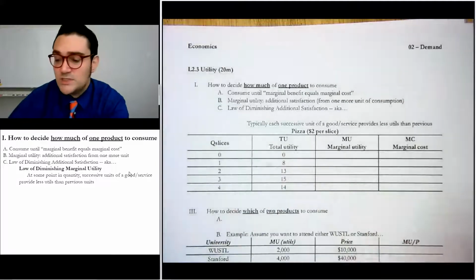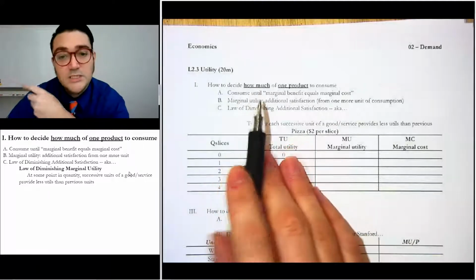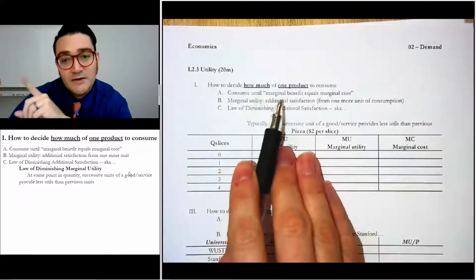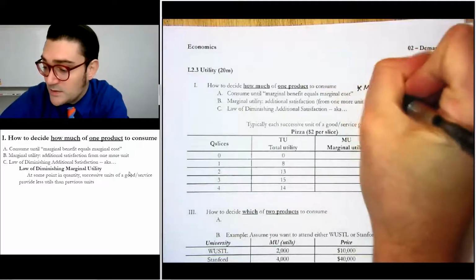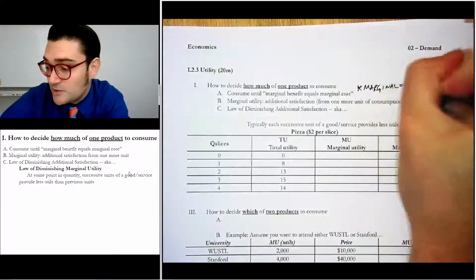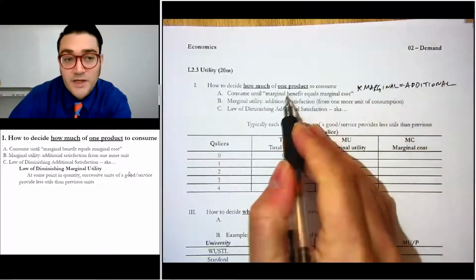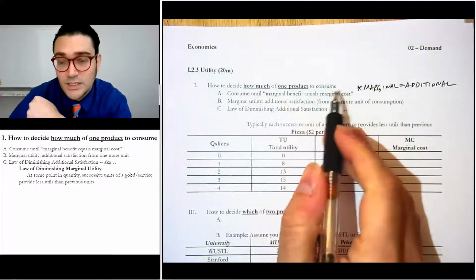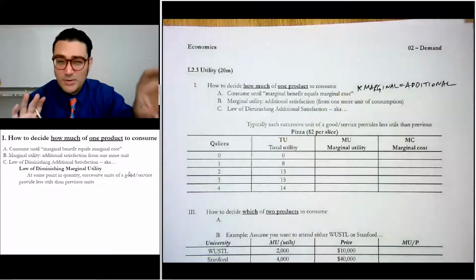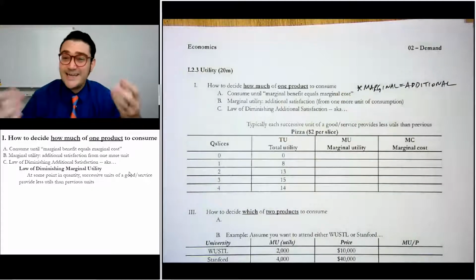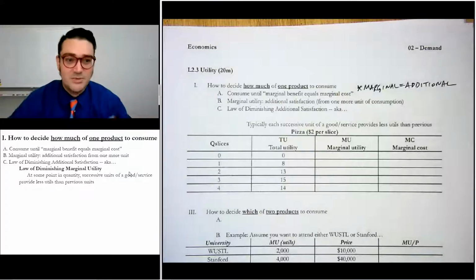Now, the very first one says consume until. If we have one product and we're deciding how much we want to consume, you consume until the marginal benefit equals the marginal cost. Remember, marginal just means additional. So the additional benefit of each unit has to equal the additional cost. Once we're there, we stop consuming, because probably the next one that we consume, we're not going to get as much benefit from. Remember, we have this idea that you don't enjoy it as much as the last one.